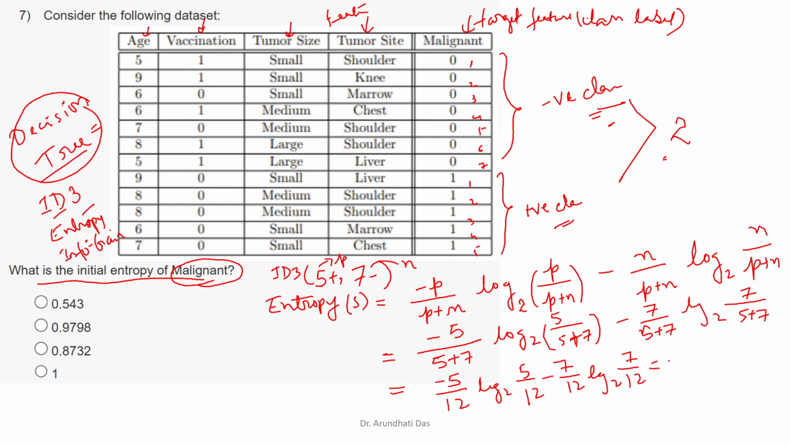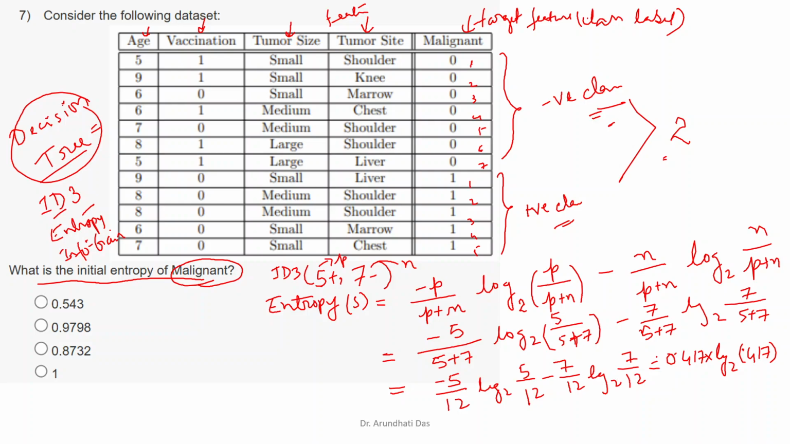Okay, these values, after doing the calculation, 5 by 12 comes as 0.417, multiplied by log base 2 of 0.417.